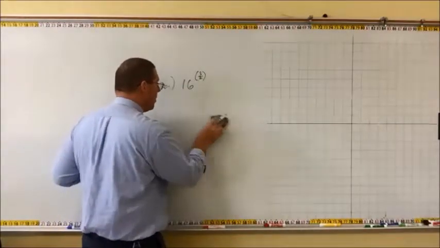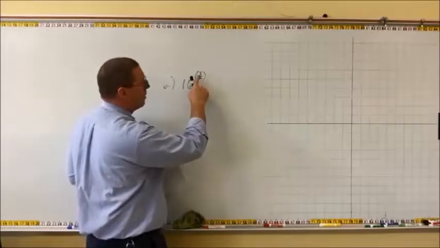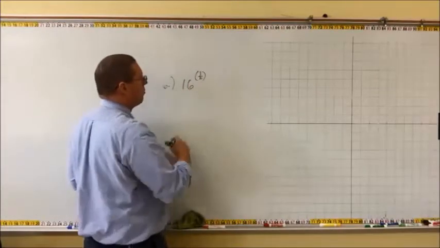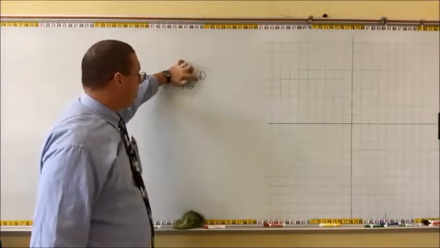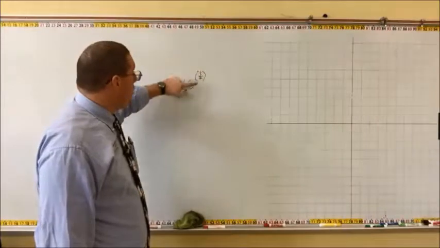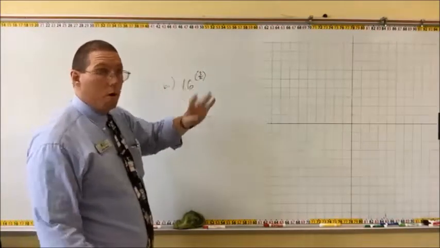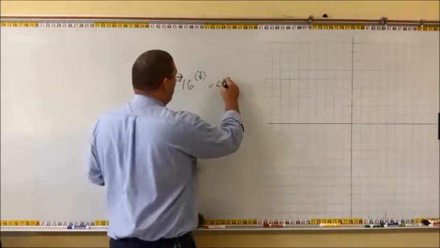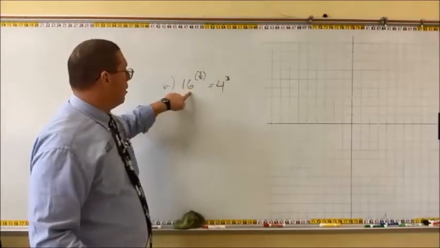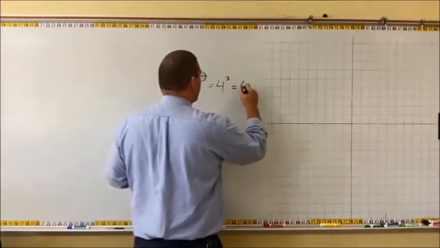So what this is saying is the square root, the over 2 means the square root of, and the 3 on the top means to the third power. So third power, square root. Well, what is the square root of 16? The square root of 16 is 4. So this is the same thing as 4 to the third power. 4 to the third power, that's 64.